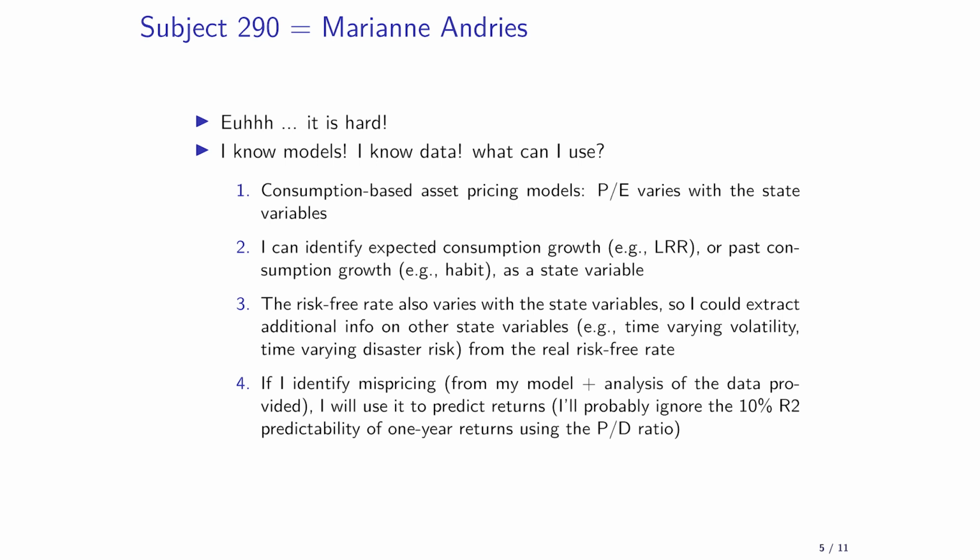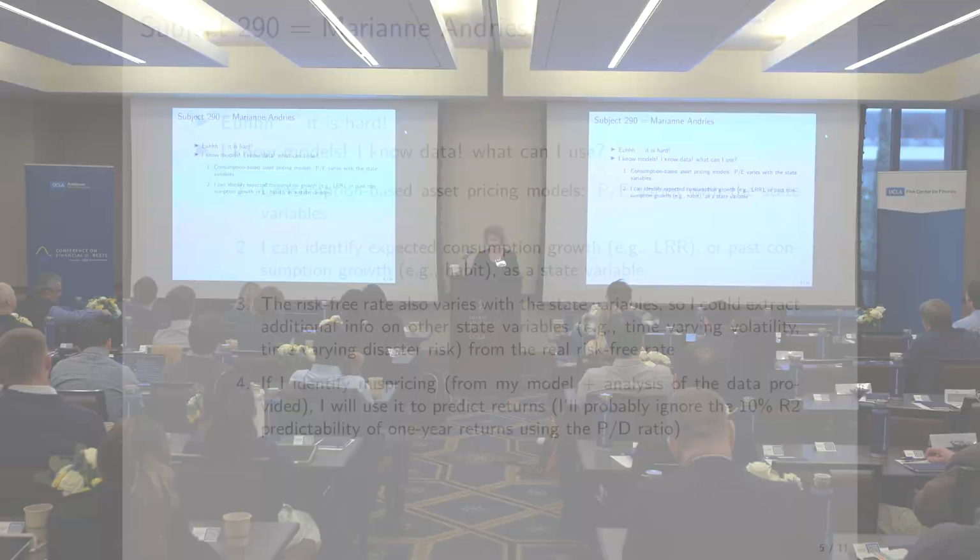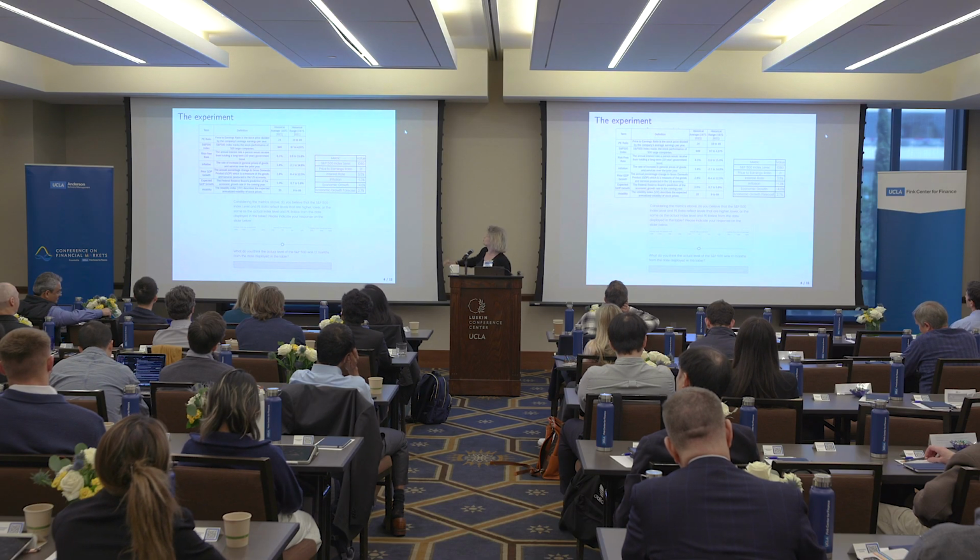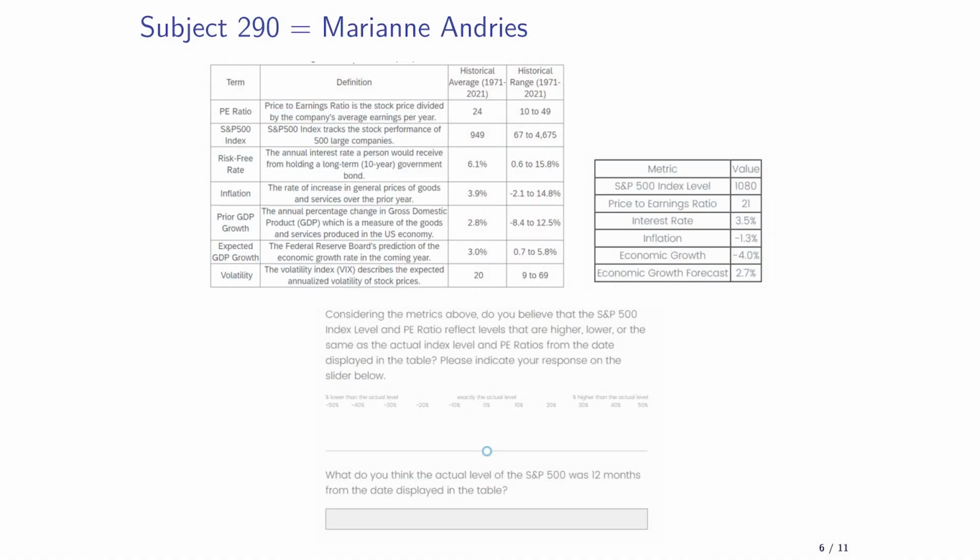And what are the state variables? Well, in the data they give, let me just show it again. You do have the level of the S&P, which I'm going to ignore for what I said before, but I have my price earning ratio. That's the one I want to see if it's correct or not. And I have interest rate and inflation, so that gives me the real risk-free rate somehow. And then I have expected growth and past growth. Okay, so these are the data I can work with.